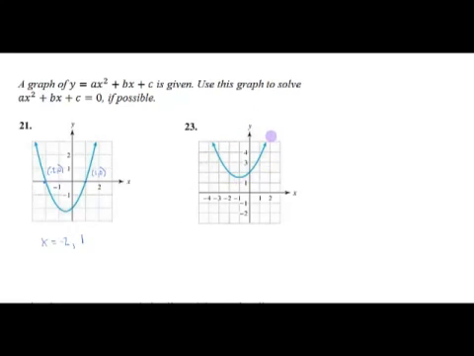Now we're looking at this graph. This graph doesn't come down far enough to cross the x-axis, so there's no place on that graph where we're going to have an x-intercept, which means we're not going to have a solution to this ax squared plus bx plus c equals 0 equation. So here we'll just have to say that there is no solution.